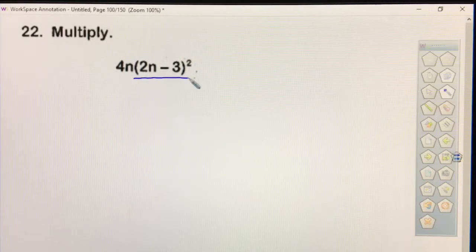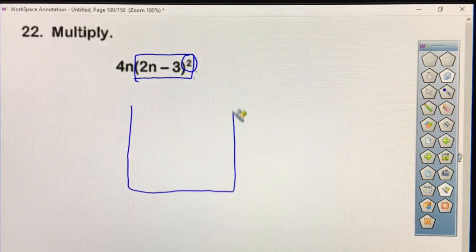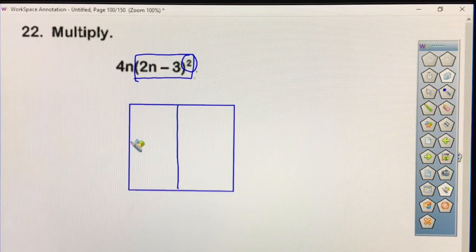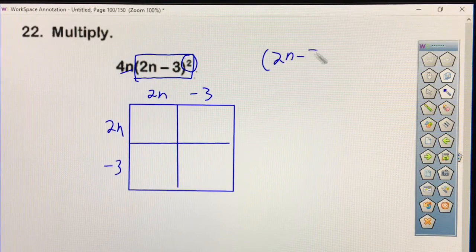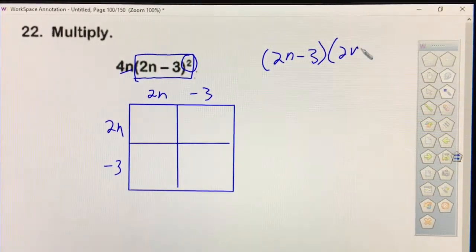Multiply. The first thing I have to do is realize that this here has to be multiplied first. So I'm going to set up one of my Punnetts and just multiply out 2n minus 3 times 2n minus 3. And then after that, I'll distribute the 4n. So I have the 2n minus 3 times 2n minus 3. That's what that means. They're trying to hide it from you.